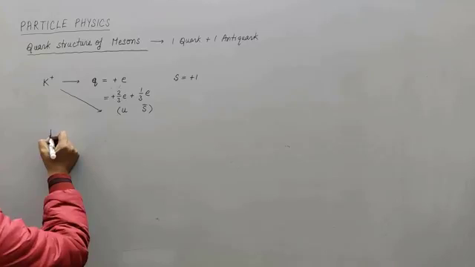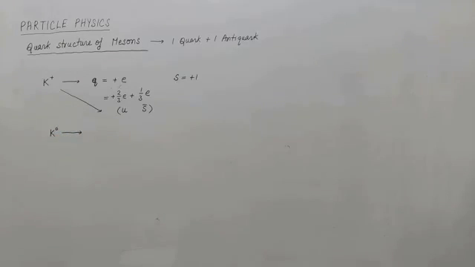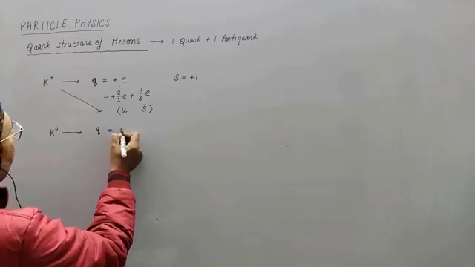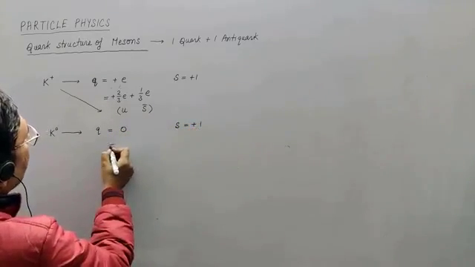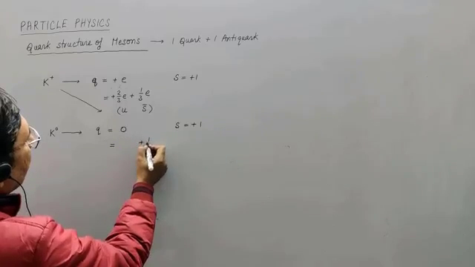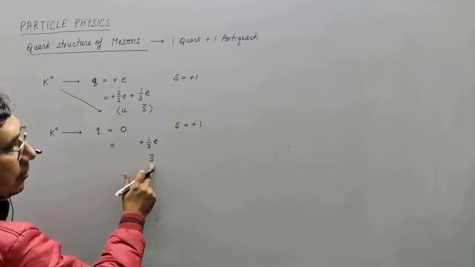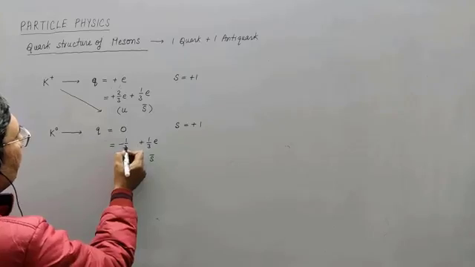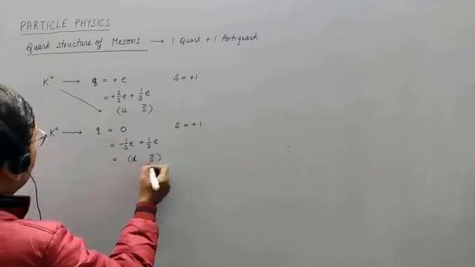What will be the internal structure of K naught? Total charge is 0. Strangeness number is plus 1. So it will be plus 1 by 3E. One of the particles involved is the antiquark of S, and automatically the other will be minus 1 by 3E, only then total charge will be 0. So this will be D S bar.